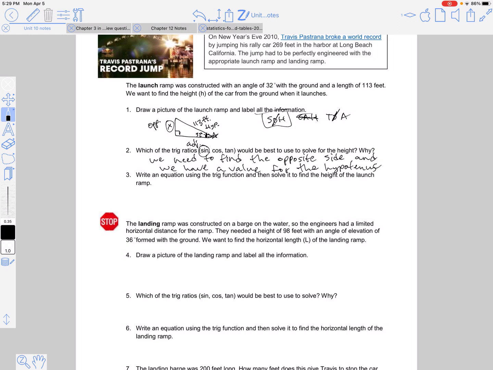Write an equation using the trig function and then solve it to find the height of the ramp. So sine, cosine, and tangent will always take degrees, or radians, depending on how we're measuring it. But they will take in that angle measurement. So the input is always an angle measurement, and it'll always equal the ratio.